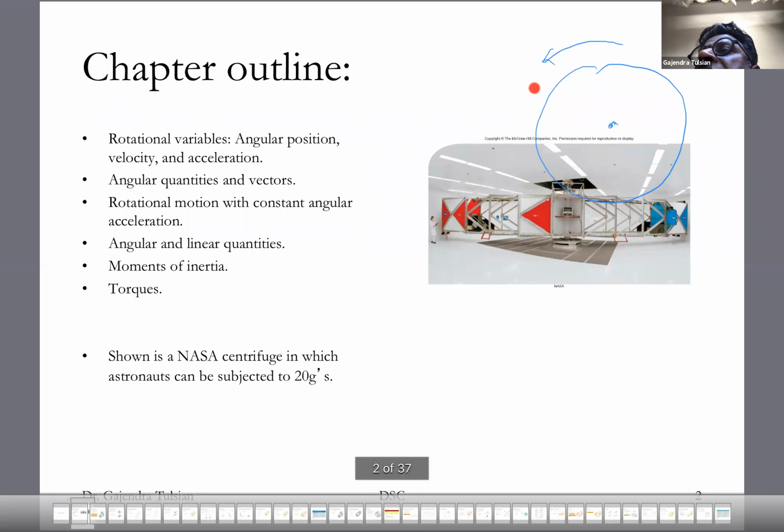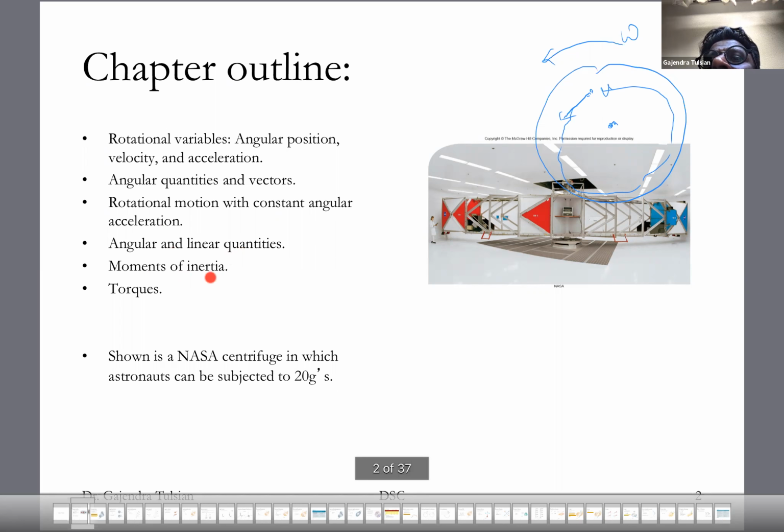As this object is rotating, we'll see how to relate the angular velocity to the linear velocity of this object. This guy is going in a circle. Okay, so we will be looking at angular and linear quantities.